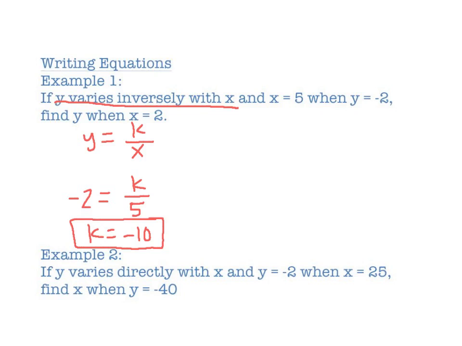So first of all, the equation that I can write from that is y equals -10 over x. And now I can use that to find any other value of x or y if I'm given another value. So in this case, I'm given that x is 2. And I can solve for y equals -10 divided by 2. And so now y would be equal to -5.